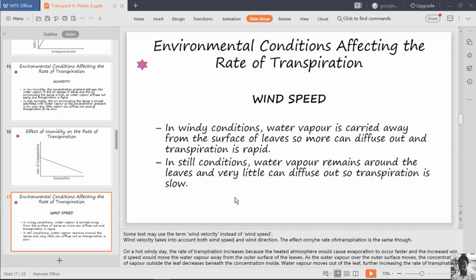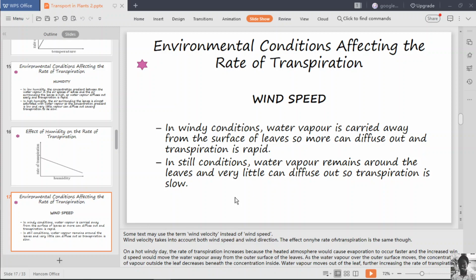Well, the rate of transpiration would increase because the atmosphere is heated. Okay, and this would cause evaporation to occur faster. And because wind speed is very high, it's a windy day, the moisture around the surface of the leaves would be blown away, decreasing the level of saturation outside the surface of the leaf, right? Creating more room for water to move from inside the air spaces of the leaf to the area around the surface of the leaf, further increasing the rate of transpiration. So on a hot windy day, the rate of transpiration would be very high.